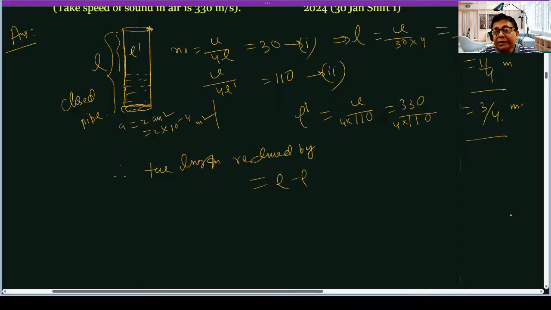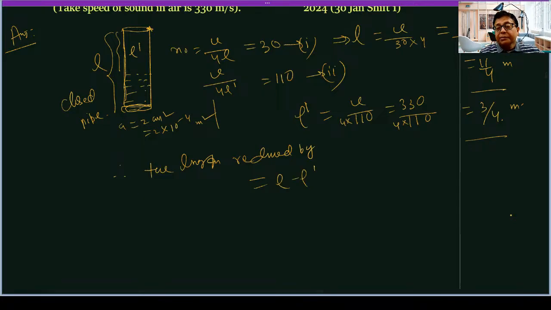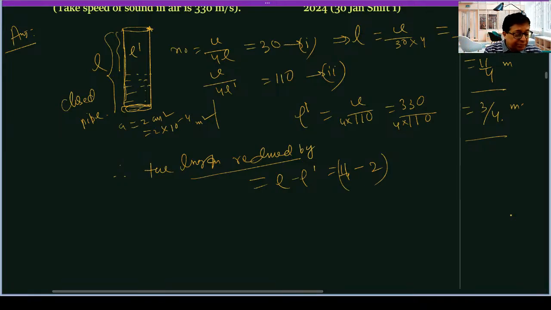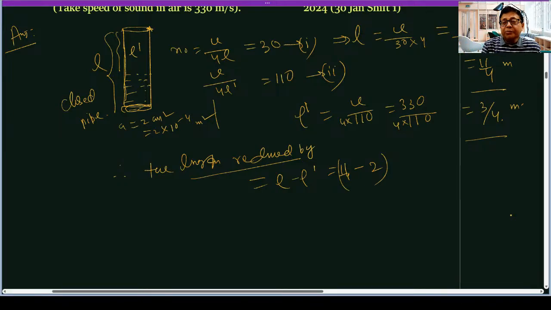L minus L dash. 11 by 4 minus 2. Length reduced by this much. So volume of water poured into this part only. Am I correct? Check once. Oh, not 2. This is 3 by 4. Sorry.